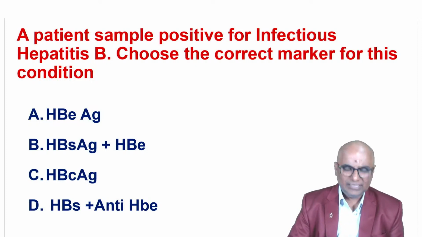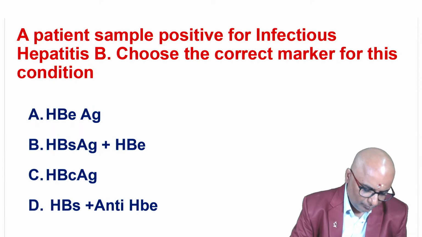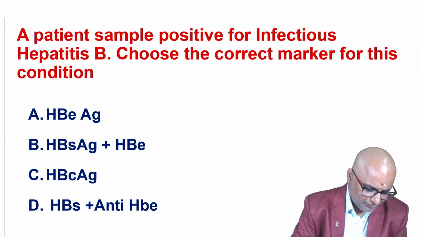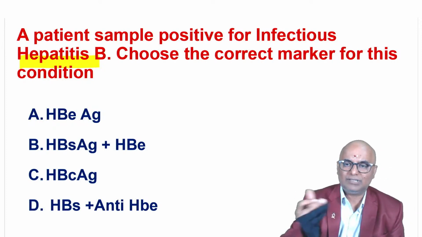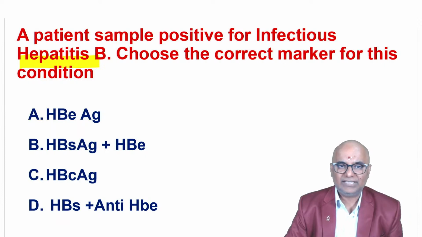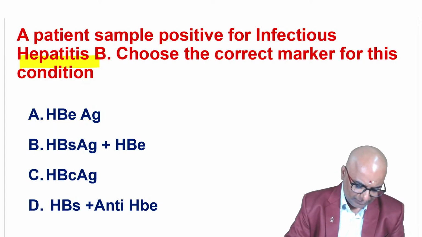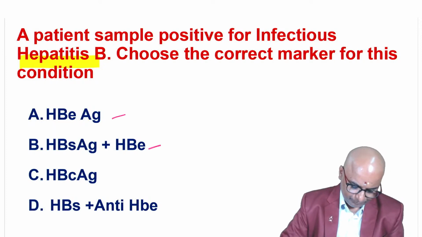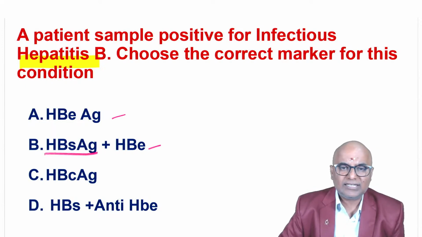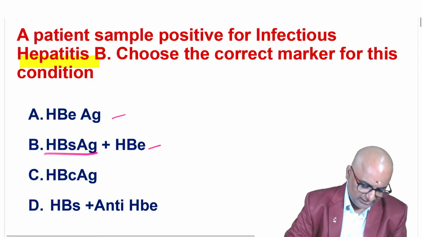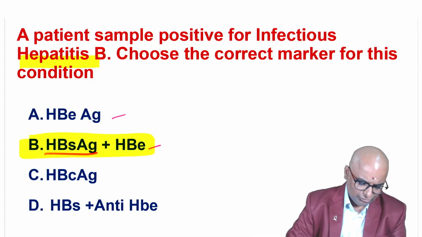So here, infectious hepatitis B, that means the person can transmit the disease from one person to another person. That's called infectivity. Infectivity is due to two markers. One is called hepatitis B envelope antigen. Another one is called surface antigen. These two are responsible for infectivity. It's a direct question.